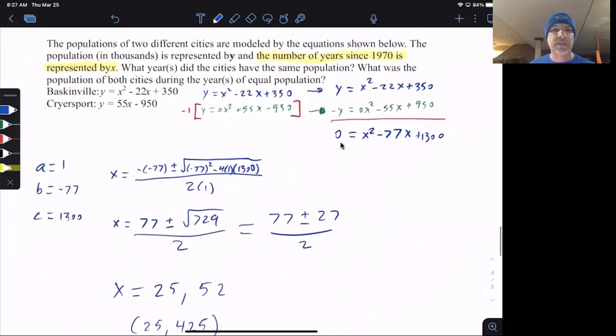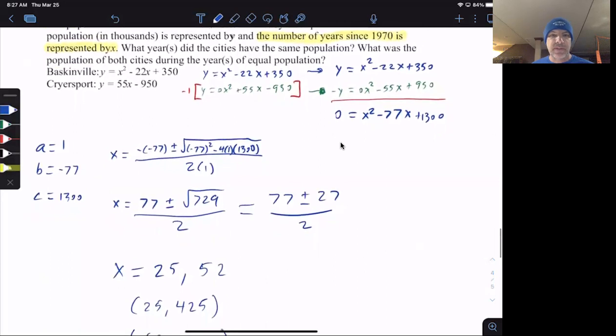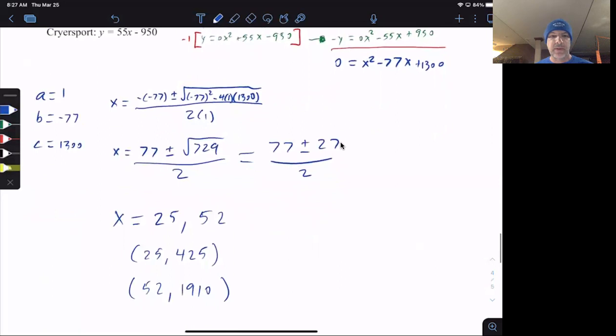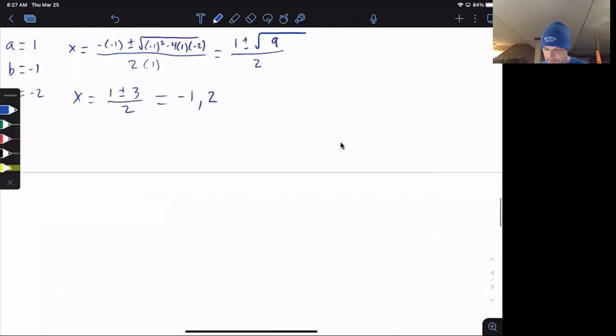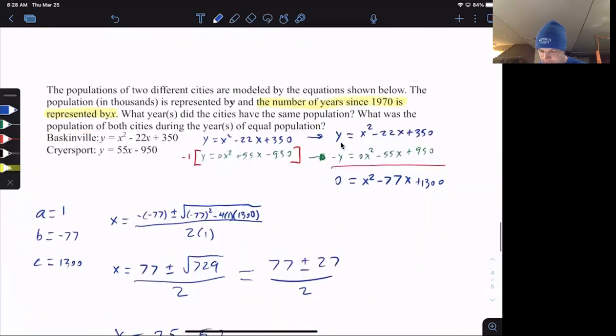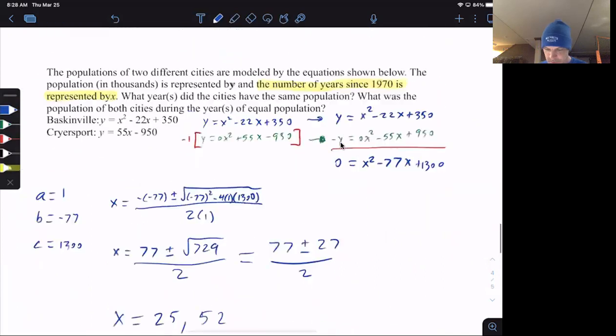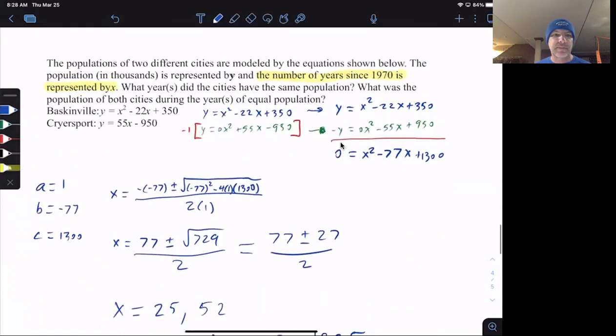In the highlighted section, you can see it says the number of years since 1970, right? So if we're answering this, the years the cities had the same population, we have to take the X values down below and we have to add them to 1970, right? So for this one, we would say 1995, and 52 years from 1970 would be 2. That's not right. Where's my problem at? 1970. It should be 52 years from that, 30 and 22. That's right, 2022. I guess we're predicting the future. Okay. All right. So those are the years the cities had the same population.